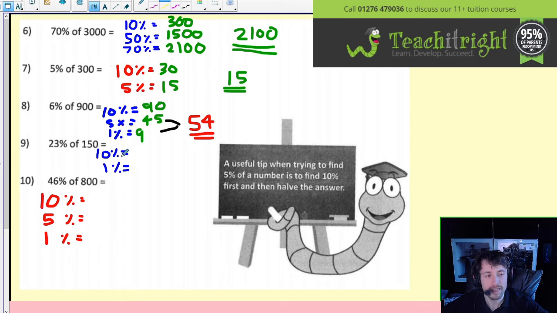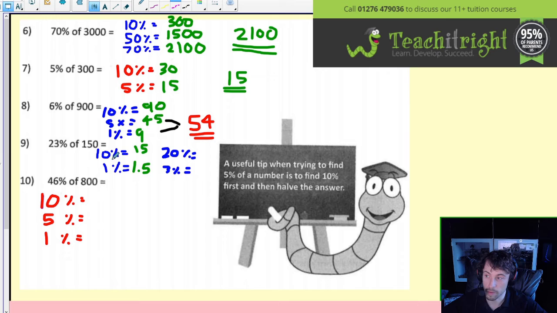Number 9 starts to get a bit harder, more like the level of difficulty that was in that first example. But again, let's do it. 10% is 15. 1% is 1.5. And if you wanted to, you might work out the intermediaries. So you might work out what 20% is and what 3% is, because if you work out those two, you can add up your answers.